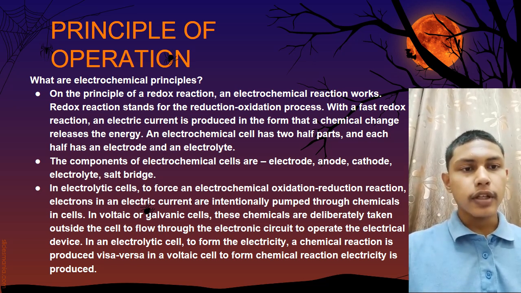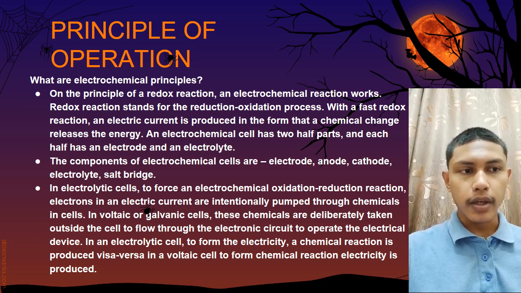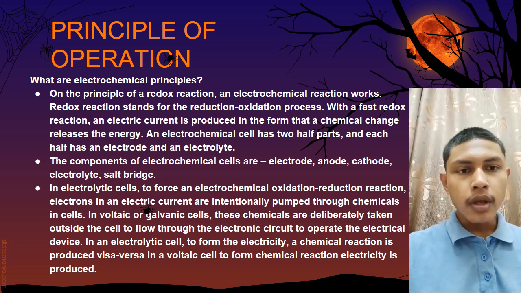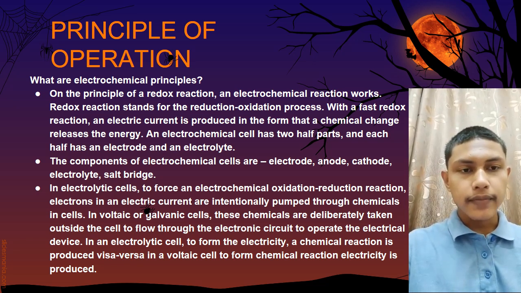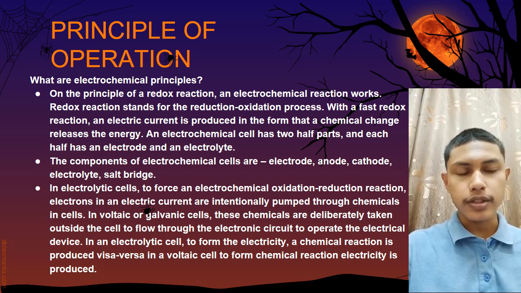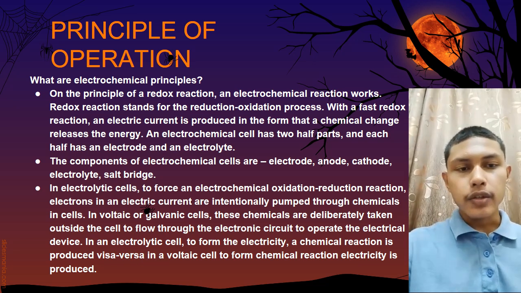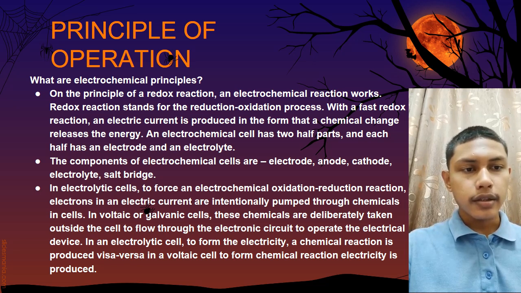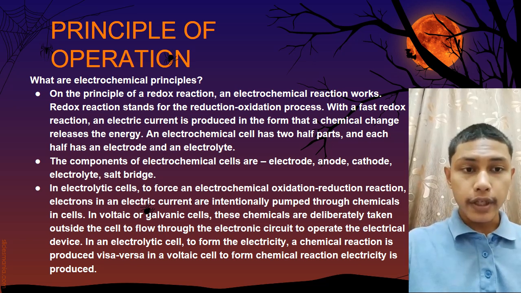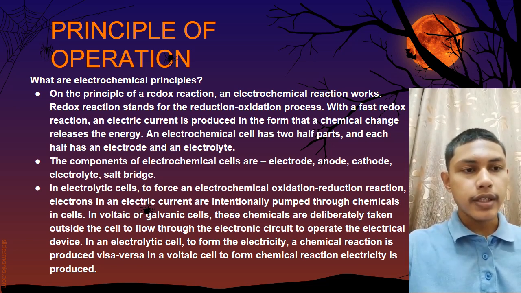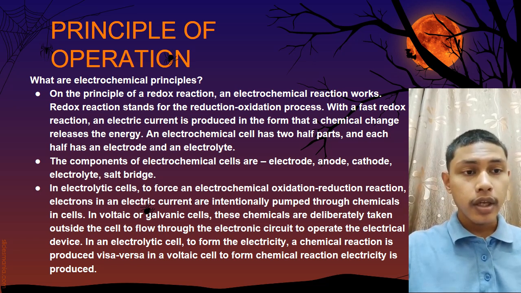The components of electrochemical cells are electrode, anode, cathode, electrolyte, salt bridge. In electrolytic cells, to force an electrochemical oxidation-reduction reaction, electrons in an electric current are intentionally pumped through chemicals in cells. In voltaic or galvanic cells, these chemicals are deliberately taken outside the cell to flow through the electronic circuit to operate the electric device.